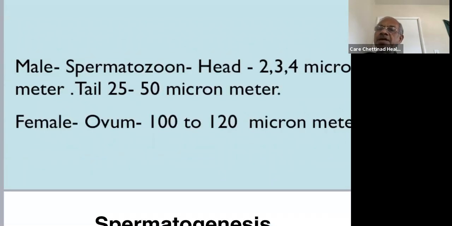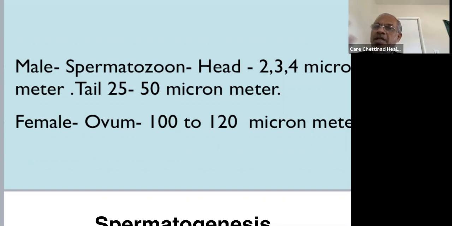Let me say a word about the structure of the spermatozoa, which you will learn more about later. The head is 2, 3, 4 microns. 2 is the thickness, 3 is the width, and 4 is the length of the head. The tail is about 25 to 50 microns.